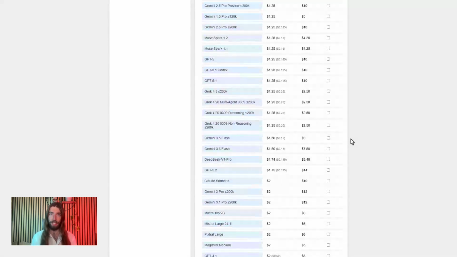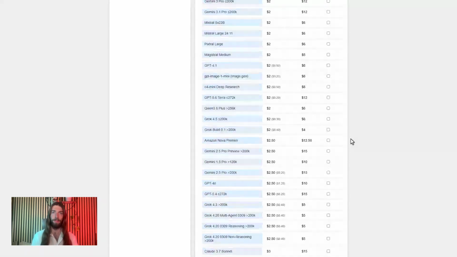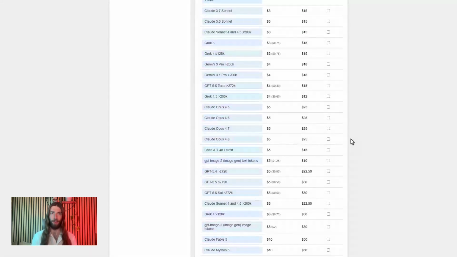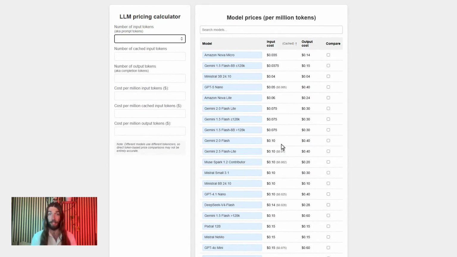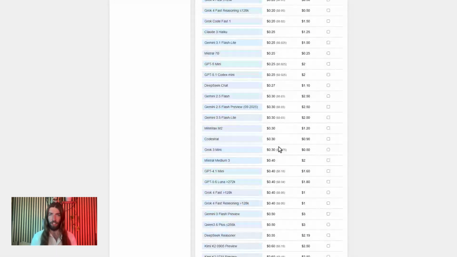On the contributor tier of Muse Spark 1.2, a developer running the agent hard all day costs pennies, not per seat, total. A developer burning 1 million tokens a day is spending 30 cents.